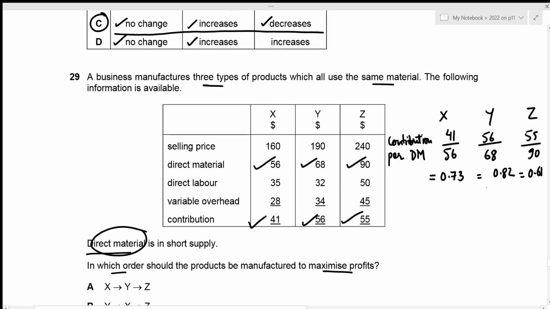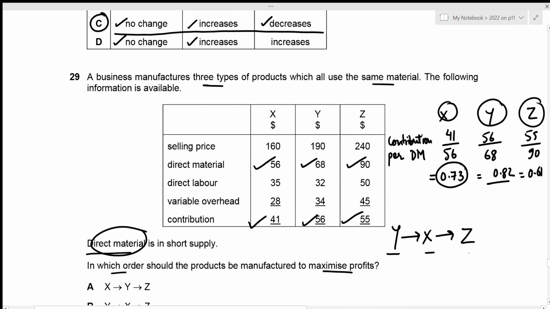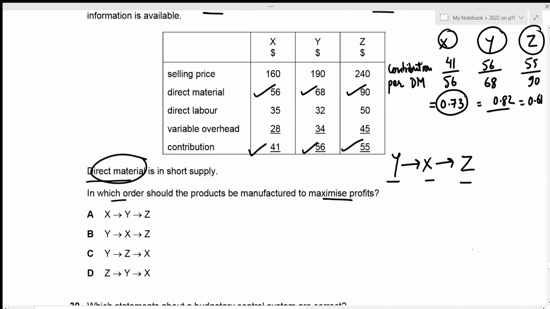So the highest is for Y, so we prefer Y first. Then the second highest is X, so we prefer X. And then the last one is Z. So our order is Y, X, and then Z. This is our answer, and this is given in option B. So that will be the correct answer. This concludes question number 29. We can now move towards question number 30.